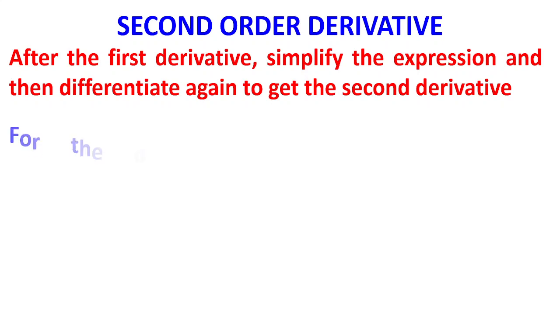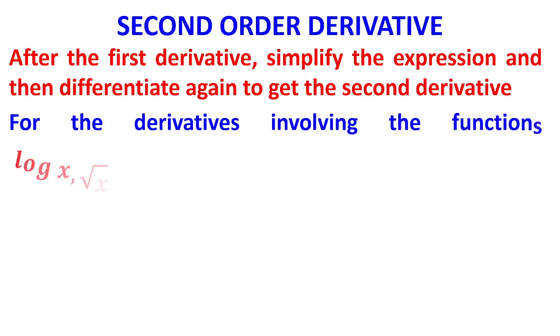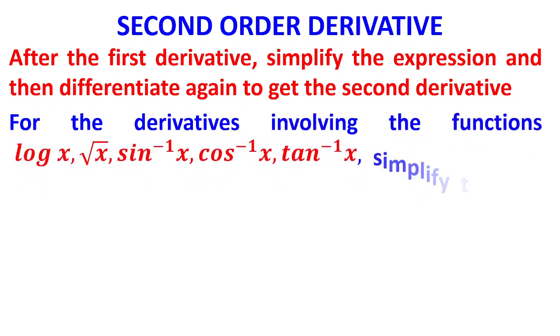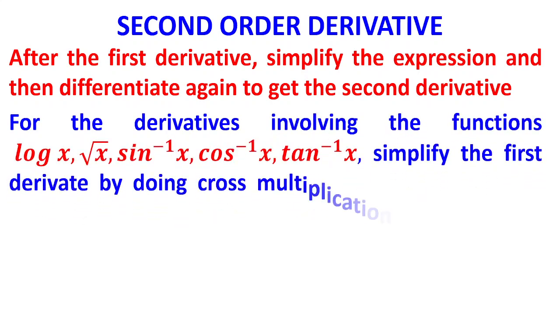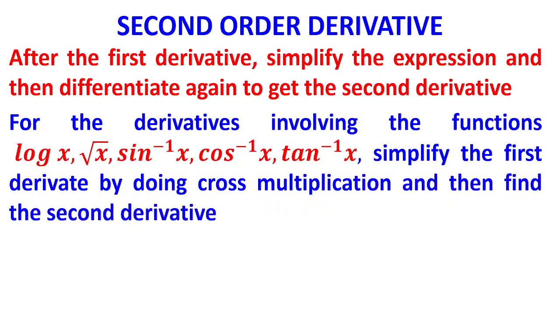The most important thing is to make it easy for the derivatives involving the functions log x, root x, sin inverse x, cos inverse x, tan inverse x. Simplify the first derivative by doing the cross multiplication and then find the second derivative. Why? Because the derivative of log x is 1 by x, root x is 1 by 2 root x, sin inverse x is 1 by root 1 minus x square, cos inverse is minus 1 upon root 1 minus x square, tan inverse is 1 upon 1 plus x square. To avoid the u by v form, cross multiply.